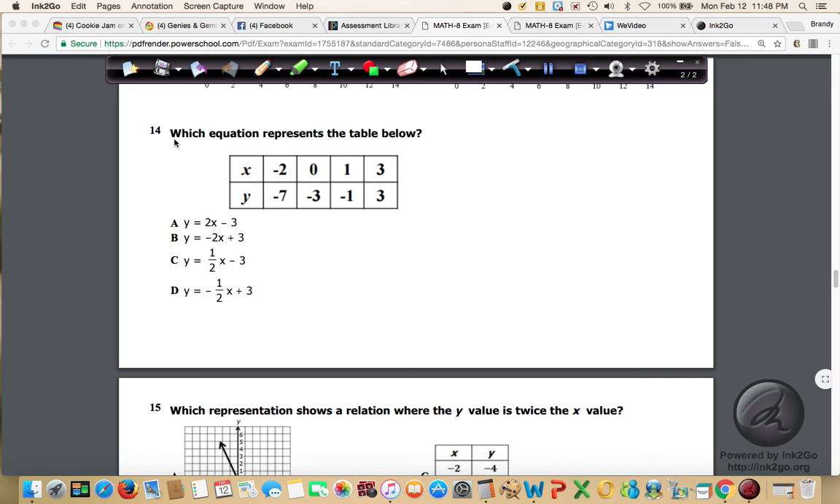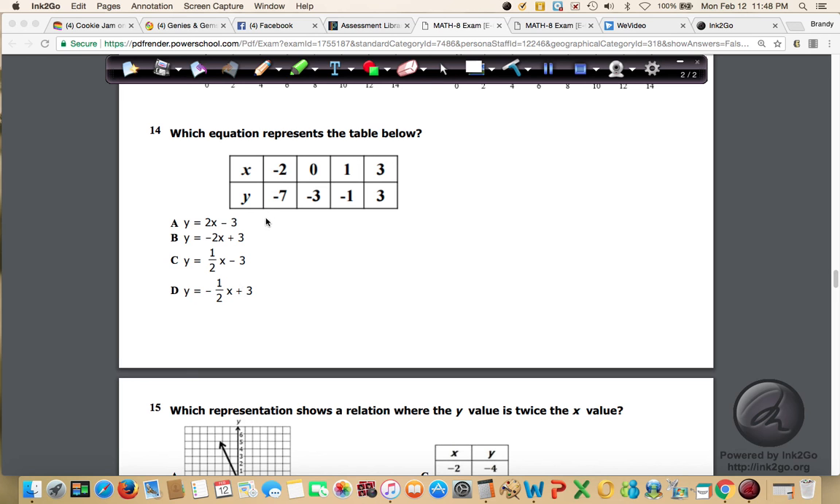Okay, number 14. Which equation represents the table below? So they give you this nice table. It is set up horizontally. That means side to side instead of vertically like we've been seeing. But here are ordered pairs. -2, 7, 0, -3, 1, -1, 3, and 3. And they give us a whole bunch of different equations to choose from.